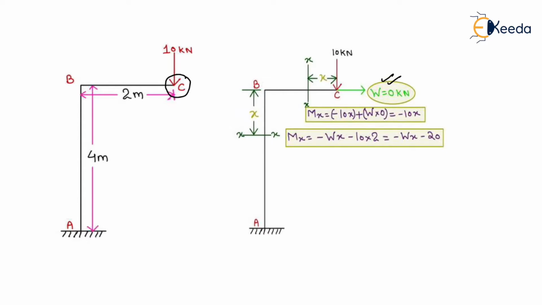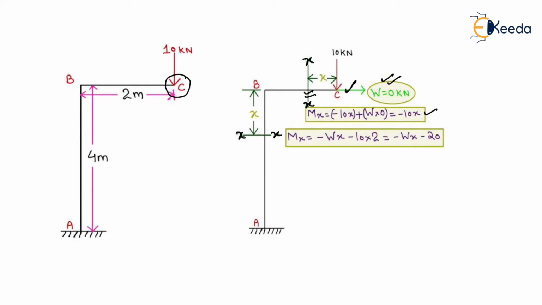Now for finding the horizontal displacement, we need to compute the moment along this x axis as well as this x axis. The moment along this axis will be equal to minus 10x, the minus sign being because of hogging moment, plus W into 0, because the perpendicular distance of this force is 0. So the total Mx equation will be equal to minus 10x.